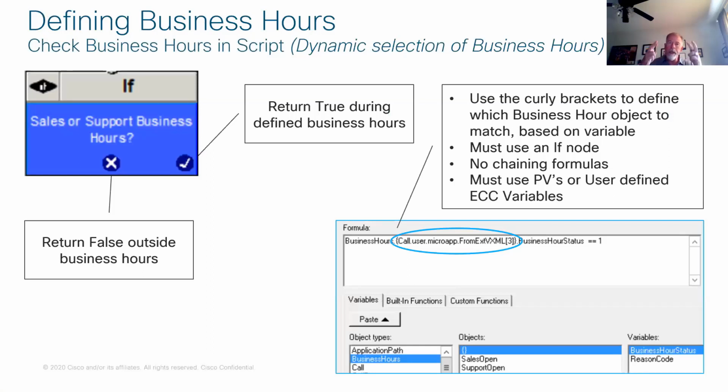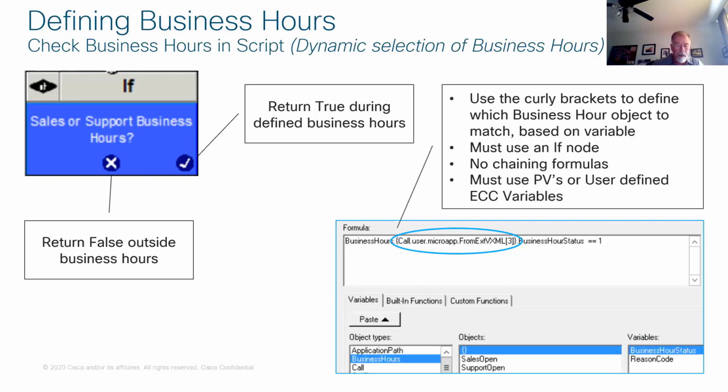Another way to dynamically select a business hour, not really dynamically creating anything. We're just trying to figure out which business hour we're trying to analyze. Are we looking for sales open or support open business hour? Well, envision, if you would, maybe we ran some kind of Call Studio application that figured out whether or not the caller wanted to go to sales or support. And if they want to go to sales or support, what we're going to pass back from our Call Studio application is also the name of the business hour we're going to use.